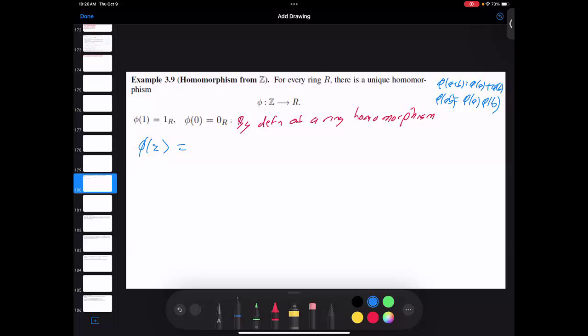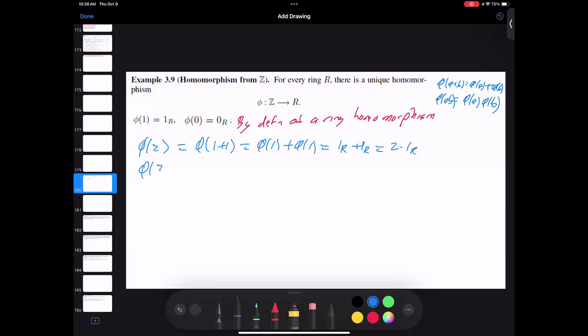So how should I write 2 so I can exploit properties of what I already know? I know phi of 1, I know phi of 0. What's a good way to write 2 so I can use properties of this ring? Excellent. So phi of 2 is phi of 1 plus 1, which is then phi of 1 plus phi of 1, which is 1r plus 1r, which is 2 times r. It's 2 times 1r.